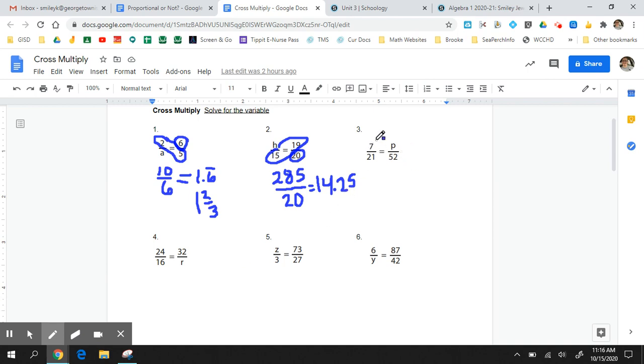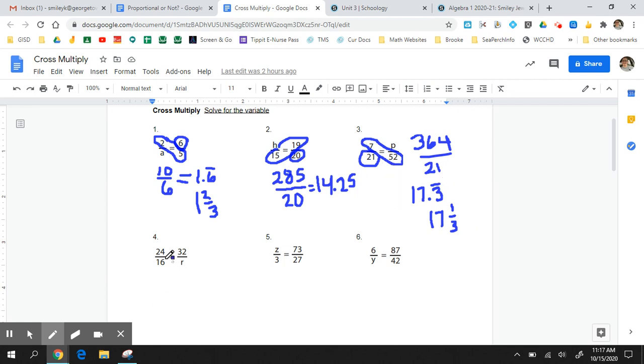The next one, 7 times 52. Again, go to your calculator. It should give you 364. And then I'm going to divide it by what's left, which is the 21. So in your calculator, type that in. And again, you get 17.33. Some of these will work out really nicely, and some of these will be decimals. You can change them to a fraction. 17 1/3 would be this fraction. But that is what P would equal on this one.